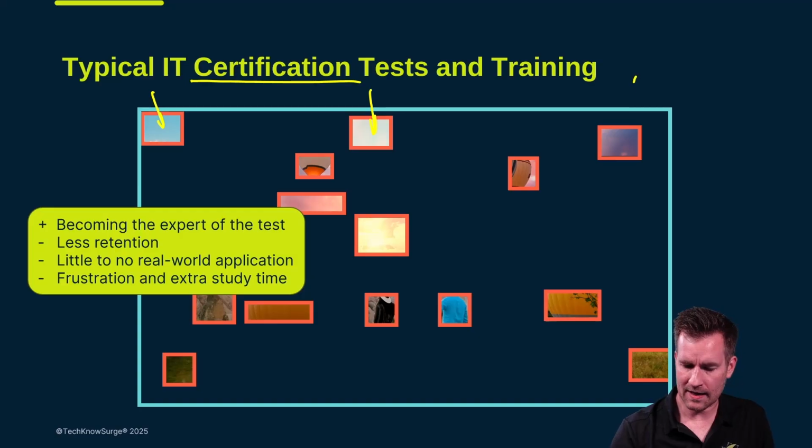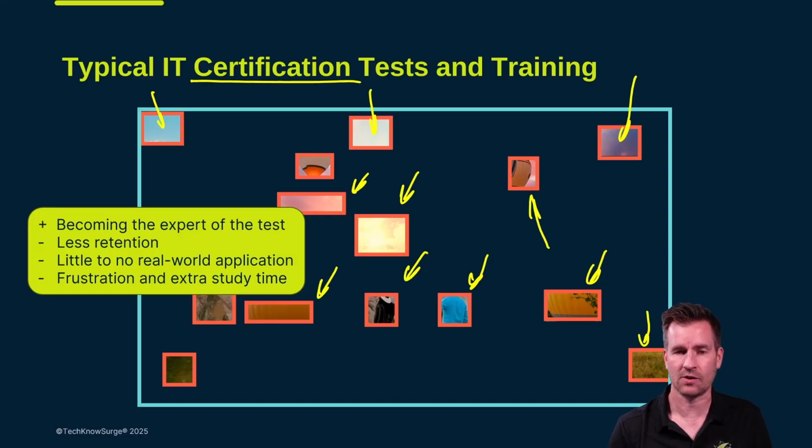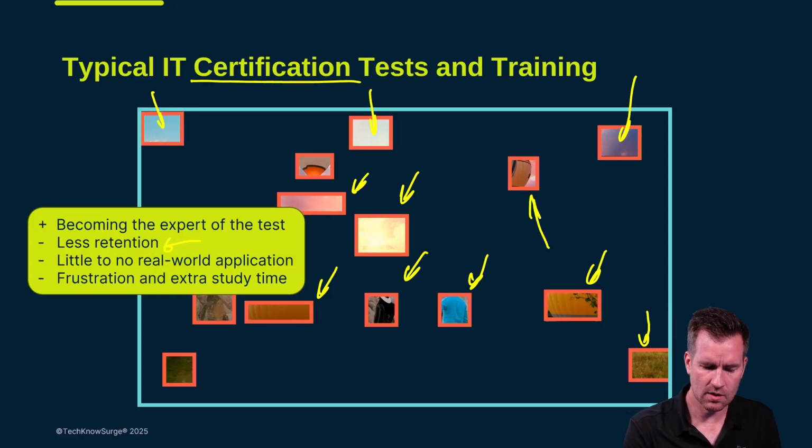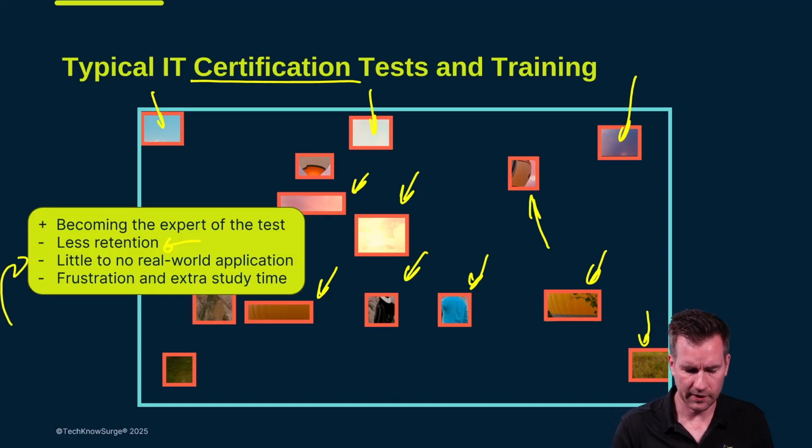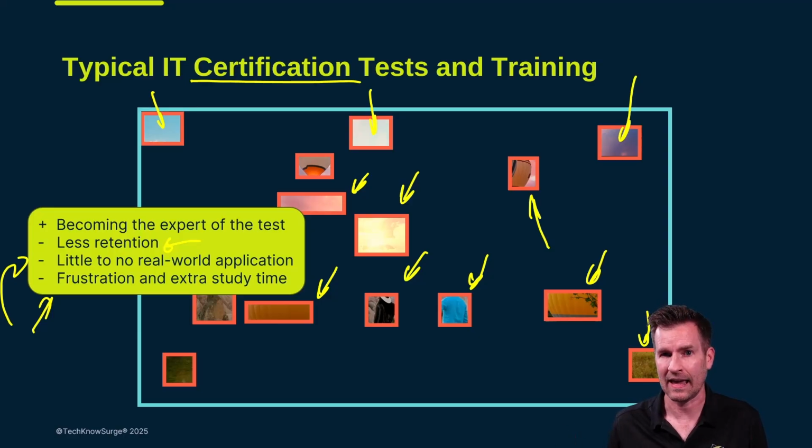Let's say we're trying to memorize this picture, and we don't need to memorize the whole picture. We're just memorizing certain aspects of it because we're only going to be tested on certain aspects of it. This is a great way to become an expert at a test. This is not a good way for retention. We don't retain as much information this way. This is not the best way because there's little to no real world application. And it can be frustrating and extra study time just by solely using this as a methodology for studying. And once again, this is how most certification tests and training operate.